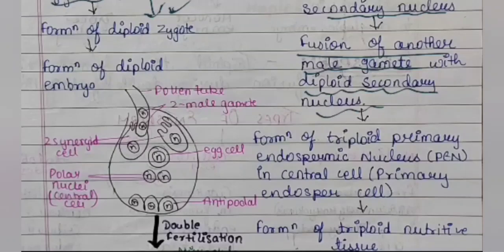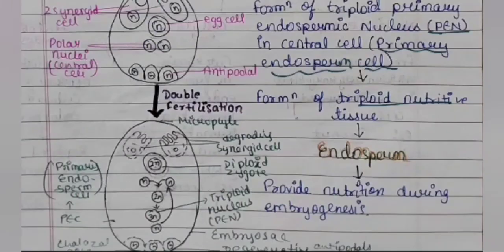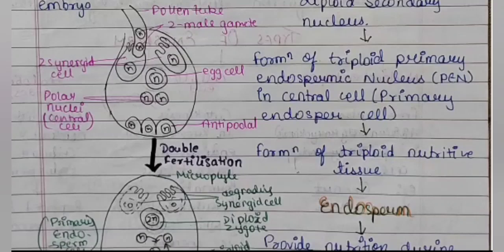Okay, so the formation of the triploid primary endospermic nucleus, that is PEN, in the central cell takes place, and this is a nutritive tissue which provides nutrition to the developing embryo. This is known as endosperm. With the help of a diagram, let us understand the process of double fertilization.